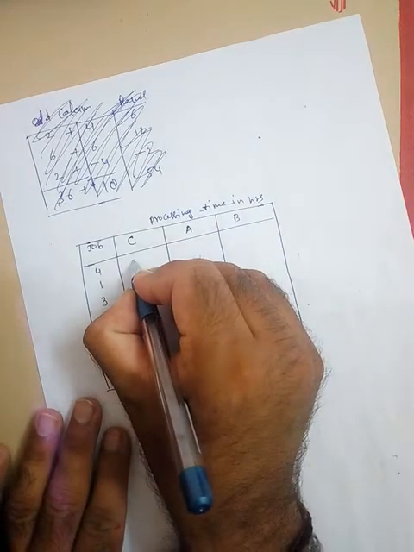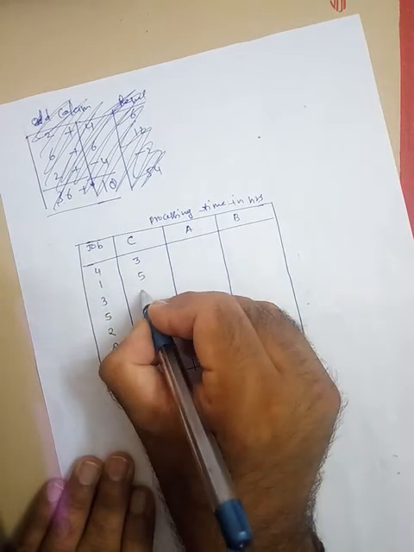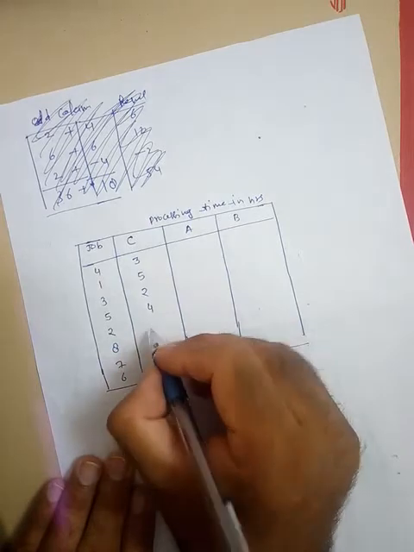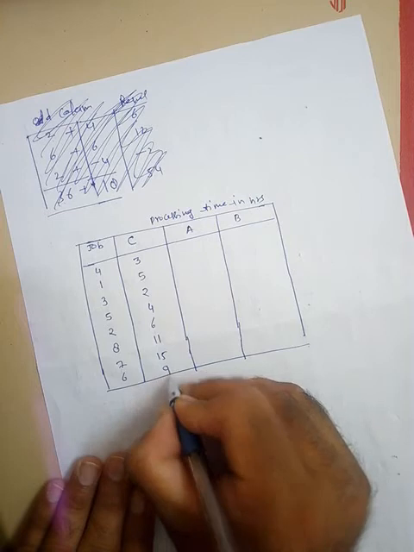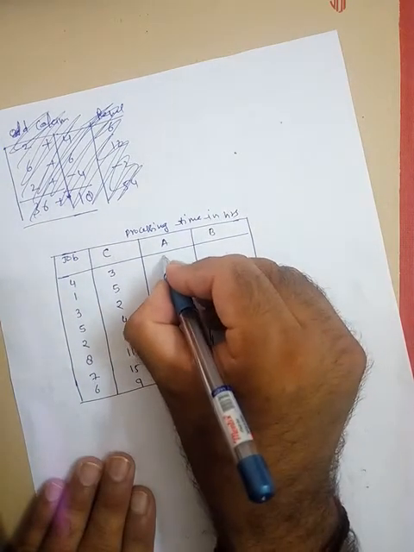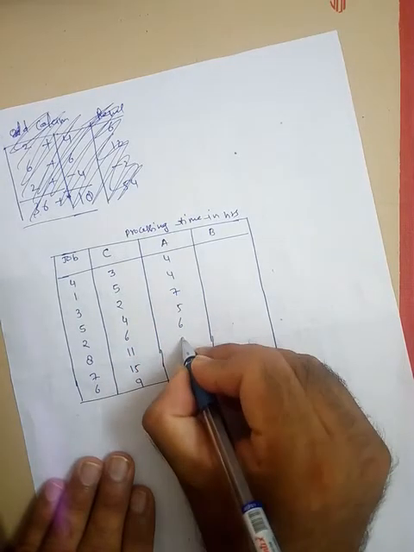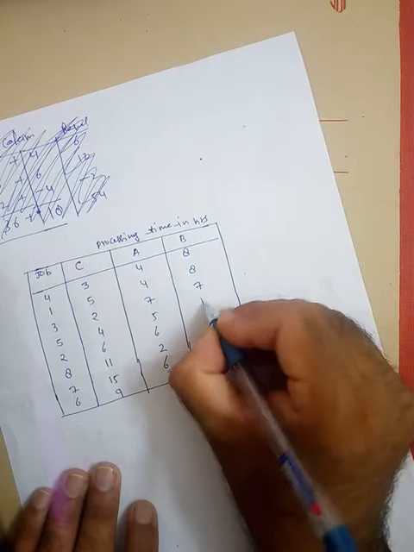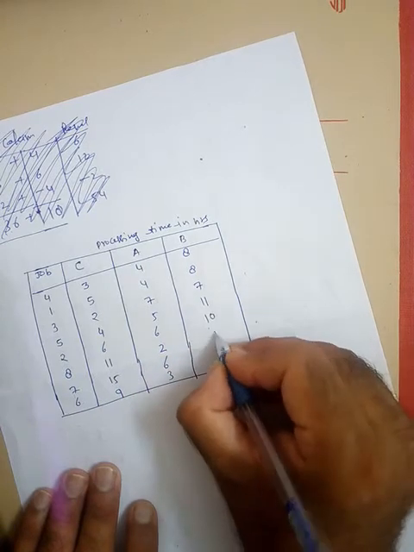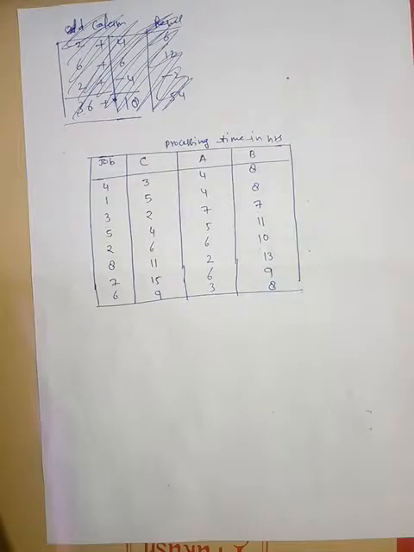fourth job. For the fourth job here we have 3 5 2. For the fifth job we have 4 6, then 11, then 15, and then 9. Here we have 4 4 7 5 6, then 2 6 and 3. Here we have 8 8 7 11 10 13 9 and 8. So this is our bifurcated table.